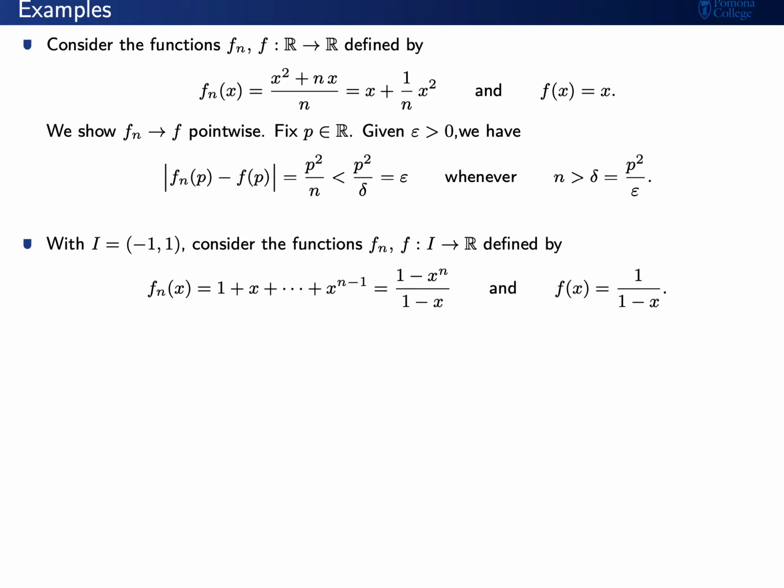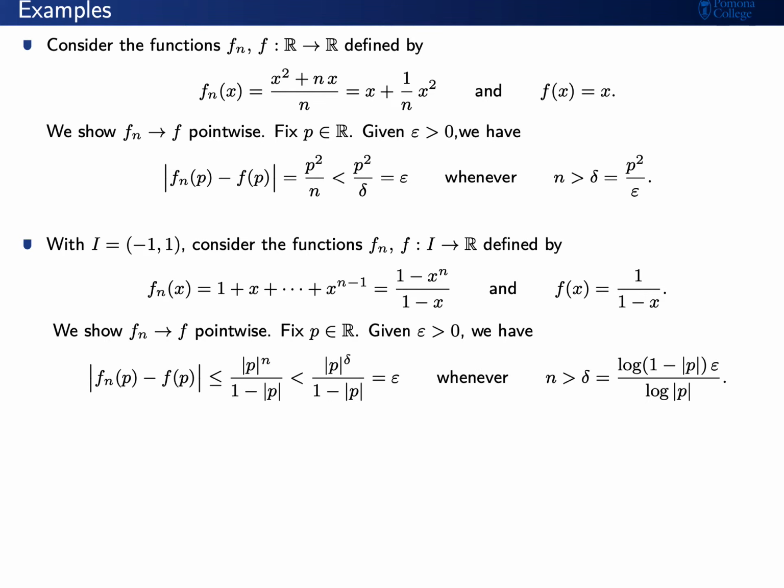Here's another example. Let's consider the open interval I from -1 to 1 and consider the two functions f sub n and f defined as follows. F sub n will be the sum of the first powers of x, namely 1 plus x plus up to x to the n minus 1, and f of x will be 1 over 1 minus x. Again, we'll show that f sub n tends to f pointwise. Fix a real number p. Given a positive epsilon, we can choose delta to be the log of 1 minus absolute value of p times epsilon divided by the log of the absolute value of p. To be precise, we have to be a little bit careful when p is equal to 0, but we'll ignore this for now. Then, in absolute value, f sub n of p minus f of p is less than epsilon whenever n is greater than delta.